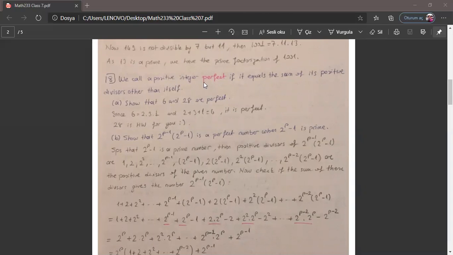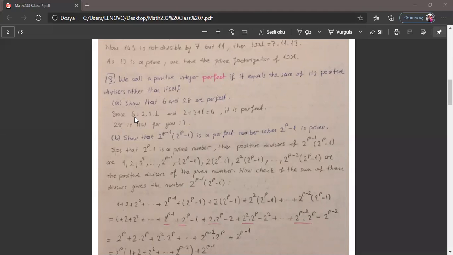So here we have a definition of a perfect integer. We say a positive integer is perfect if it equals the sum of its positive divisors other than itself. This part is important. So we're given here two numbers, 6 and 28. We will decide, actually, we will show if they are perfect. So this part is homework for you. I will just show that.